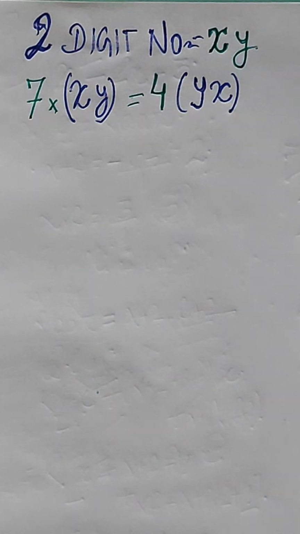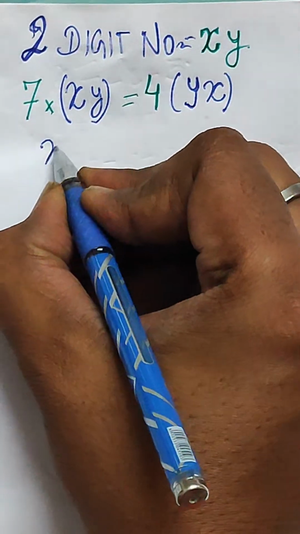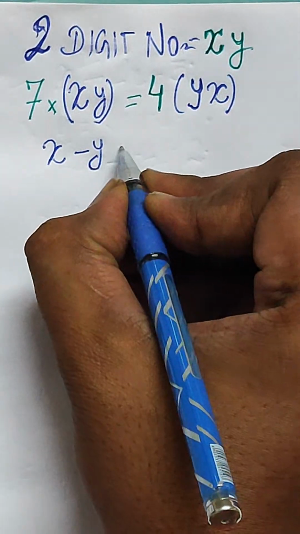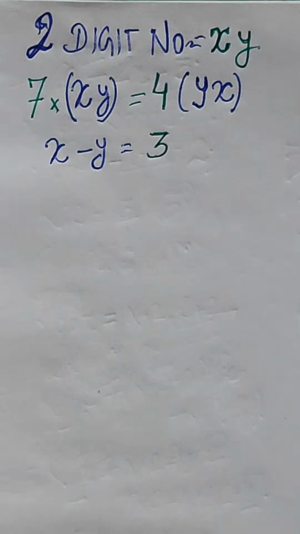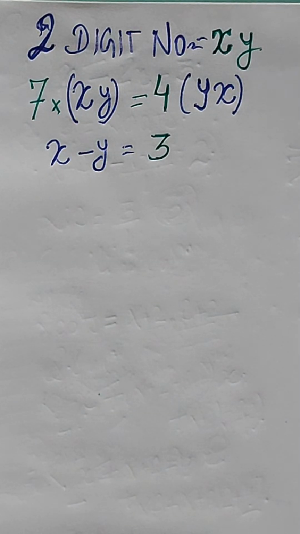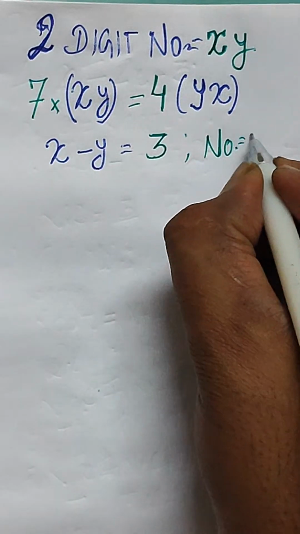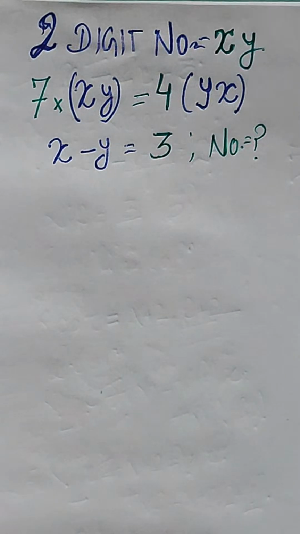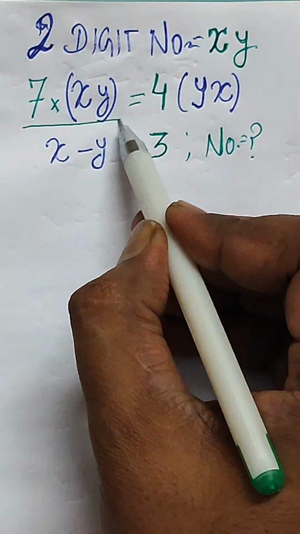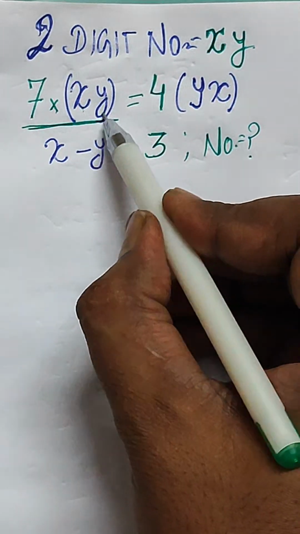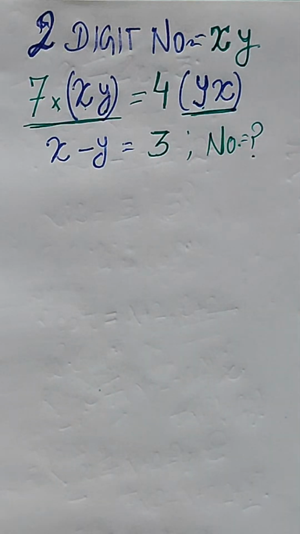Now, another relation which is given to you: the difference between the digits is equal to 3. This is one of the criteria, right? Then you need to find the number. What is the value of xy? That we need to find. So here students, you can see x is on the 10th place and y is on the 1st place. Similarly here y is on the 10th place and x on the 1st place, right?